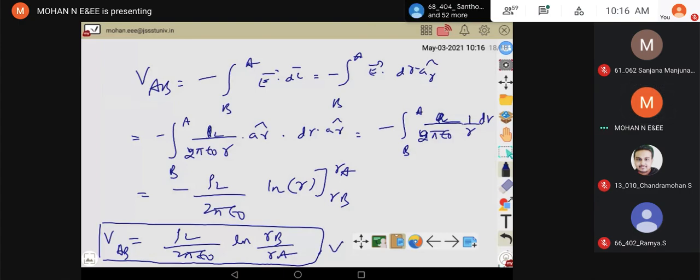You can also extend this to an infinite sheet of charge. That is also possible, and this is a standard result. It can be used to find the potential difference between any two points in the electric field due to this infinite line charge. Let us solve one more problem based on this concept.